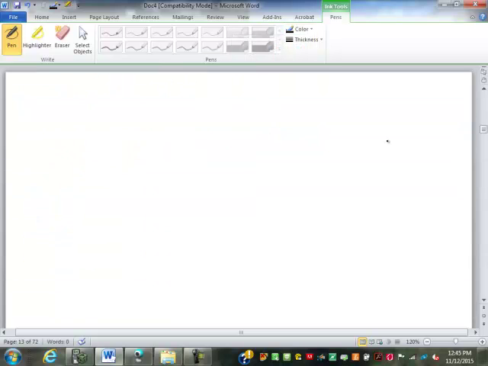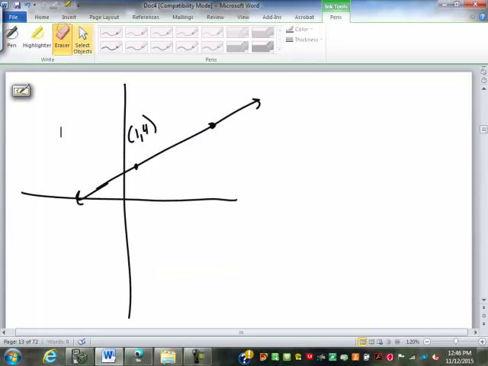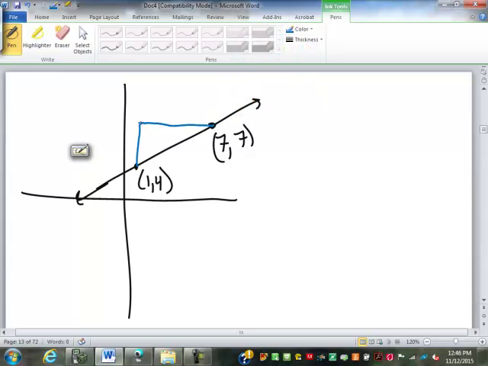Let's go back to an example like this. Let's say this is (1, 4). And this point over here, in fact, I'm going to erase this and put it down below. (1, 4), and this point over here is (7, 7). I have a rise and a run, but I don't have any lattice points. I don't have a grid on this graph. How do I find my rise?